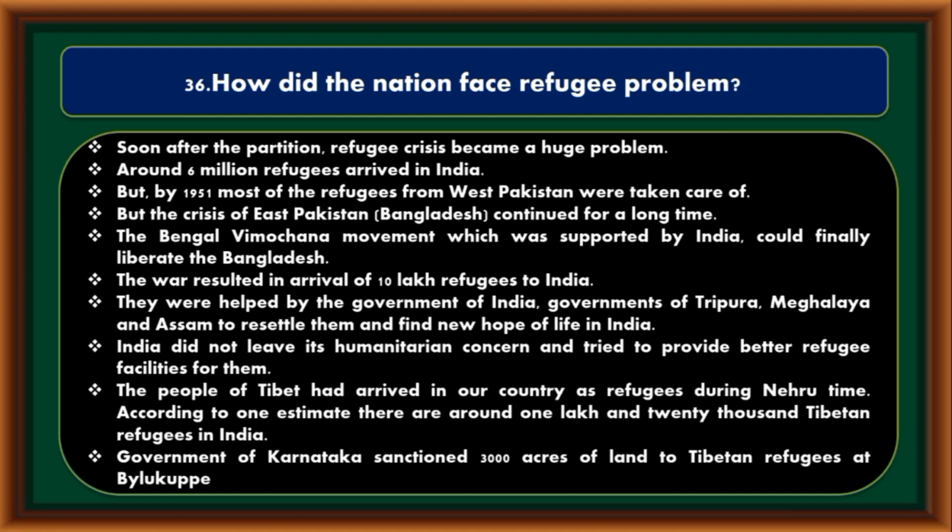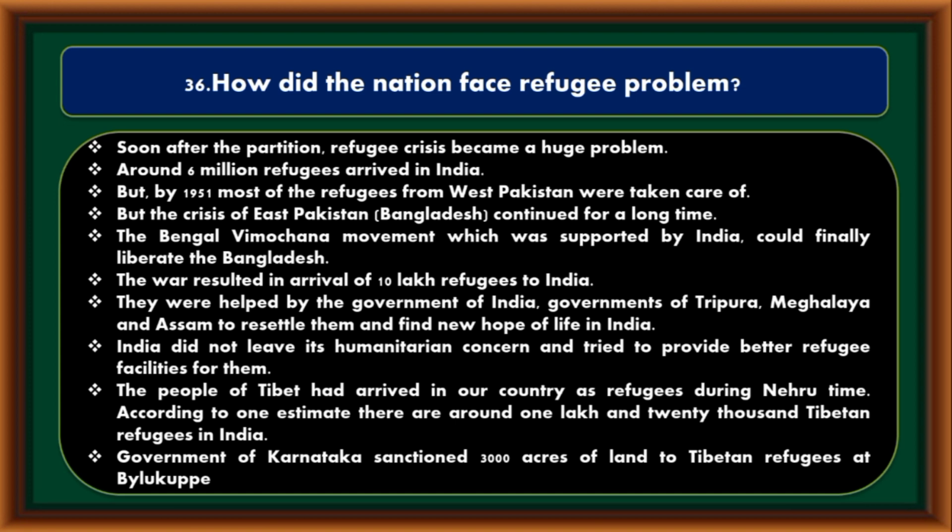How did the nation face the refugee problem? Soon after the partition, the refugee crisis became a huge problem. Around 6 million refugees arrived in India. But by 1951, most of the refugees from West Pakistan were taken care of. But the crisis of East Pakistan continued for a long time.